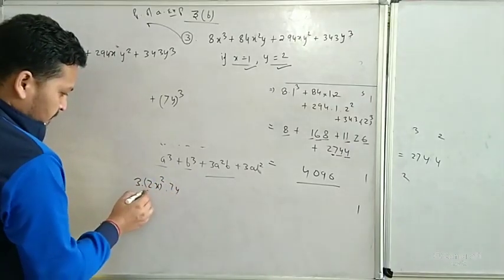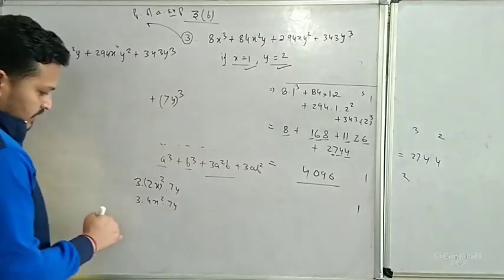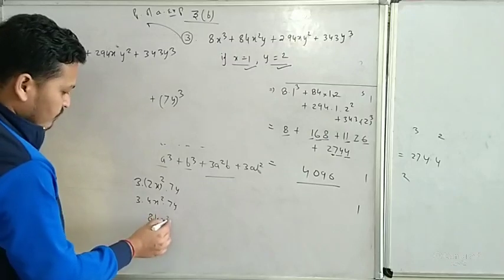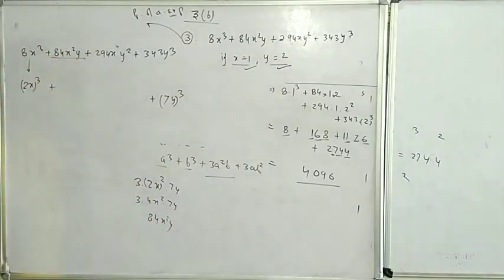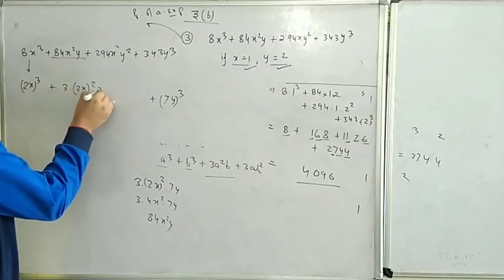So see how much it will come. This is 3 into 4x square into 7y. So then this is 4 3s are 12 and 12 7s are 84x square y. 84x square y. How will you write this? 3 into 2x whole square into 7y.